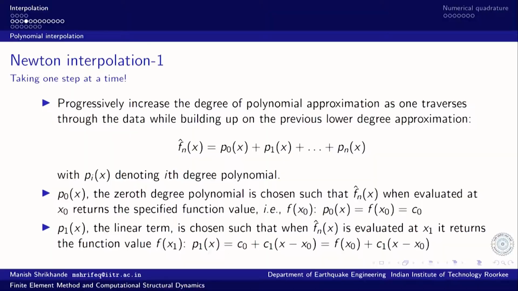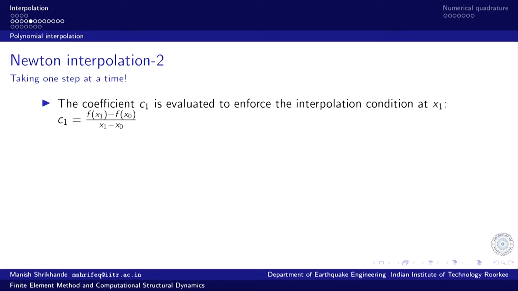So, it meets that criteria, and now we impose the condition that P 1 x, when it is evaluated at x 1, has to return the specified value f of x 1. When we impose that condition, that allows us to find out what the coefficient C 1 is going to be, and that is what you get. So, by enforcing the interpolation condition at x 1, we can evaluate the unknown coefficient C 1, and you can see the pattern here.